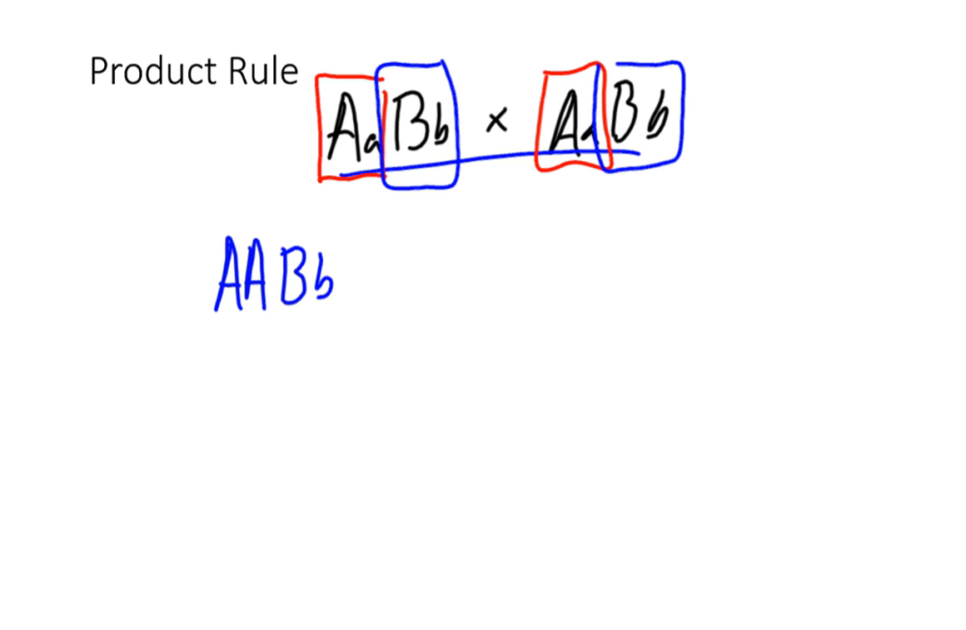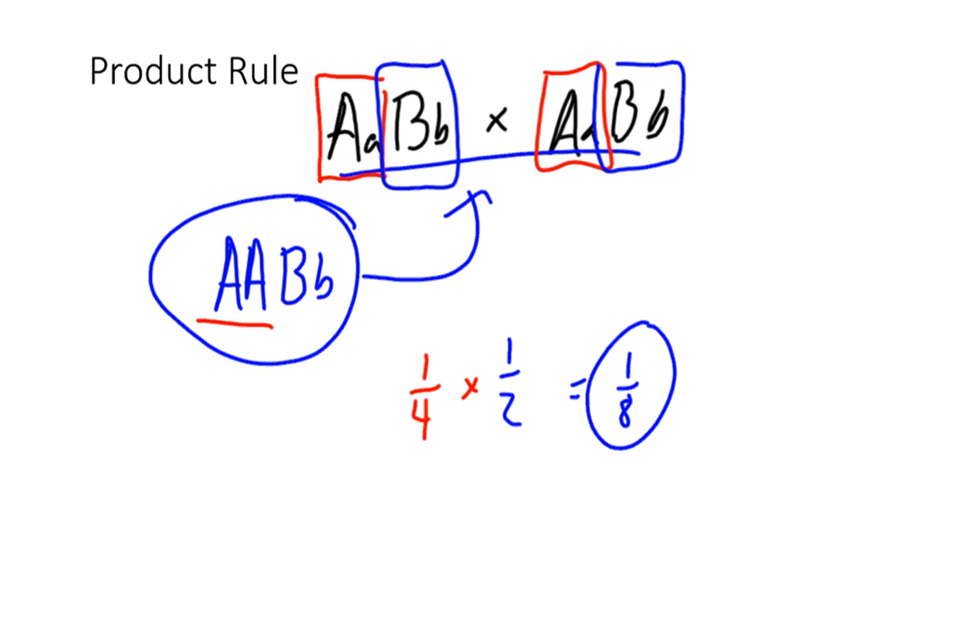Well, in the red one, if I cross those A's together, how often am I going to get big A, big A? 1/4 of the time. If I cross those B's together, how often am I going to get big B, little b? 1/2 the time. And so the chance that I'll get this out of this cross is 1 out of 8.